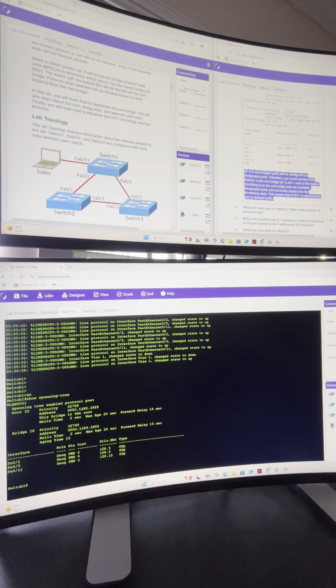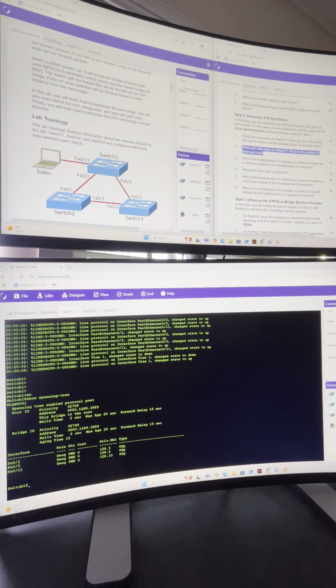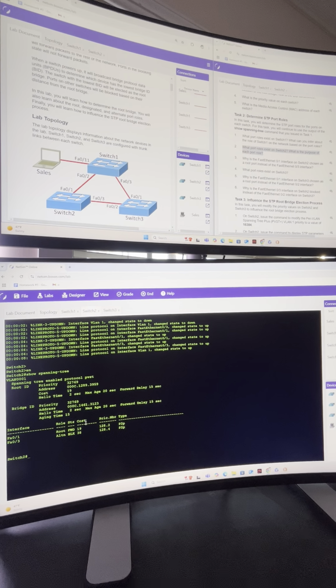This means that PVST plus is allowing the port to forward traffic. All right. So here it says, what port roles exist on switch 2? What is the purpose of each port role? All right. So let's go to switch 2.